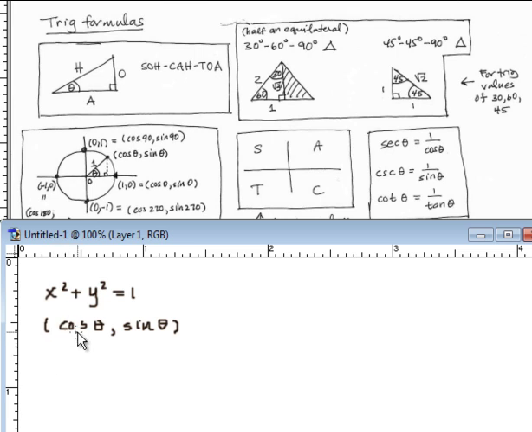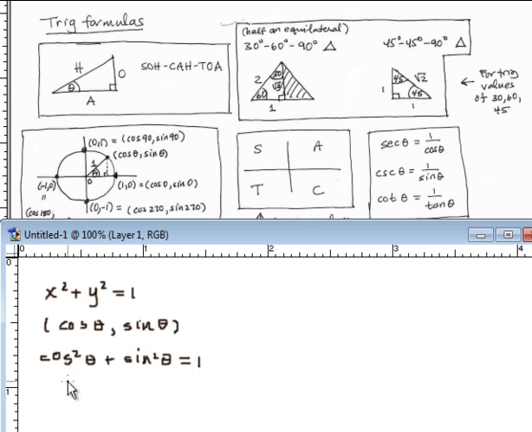So that tells us, if we just substitute in cosine theta for x, and sine theta for y, that cos squared theta plus sine squared theta is always equal to 1. This is a basic trigonometric identity. Usually it's written in the reverse order: sine squared theta plus cos squared theta is equal to 1.